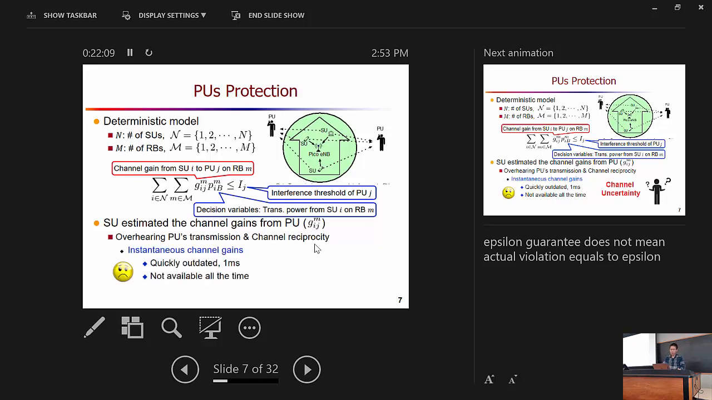If we want to use instantaneous channel gains, that's quickly out, because it changes really fast. In 4G, that could be at the millisecond level, and in 5G it can be even lower. Also, if the primary is silent, you can't measure the channel at that time. So instantaneous channel gains are not available at every TTI, but you still have to maintain the threshold at every TTI. That's why we call these uncertain channel gains. You don't know the channel gains, yet you still have to do the power control.